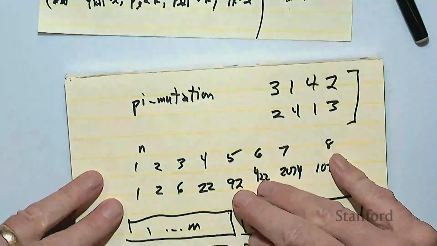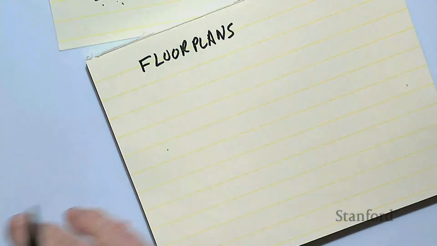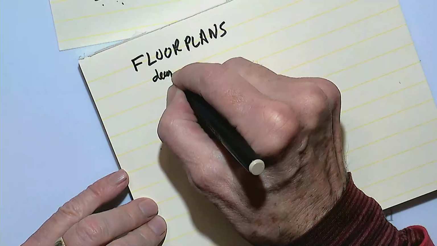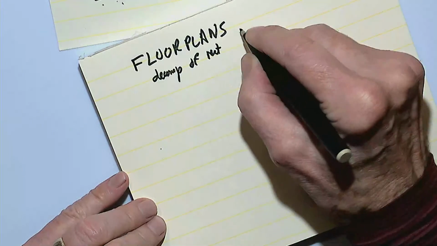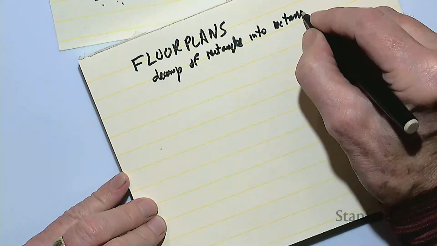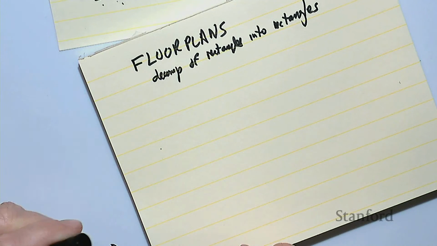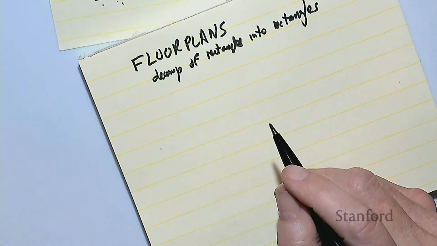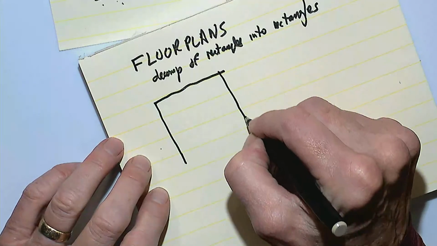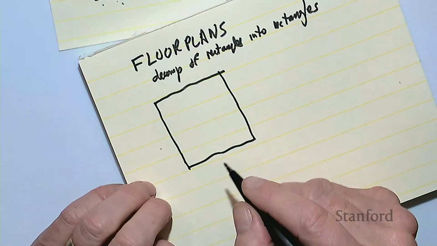And now it's time for topic 3. Topic 3 is floor plans. And this is a decomposition of a rectangle into subrectangles. Okay, so now I guess I might as well give you an example. So right off, I'll take this rectangle here, and I'm going to subdivide it.